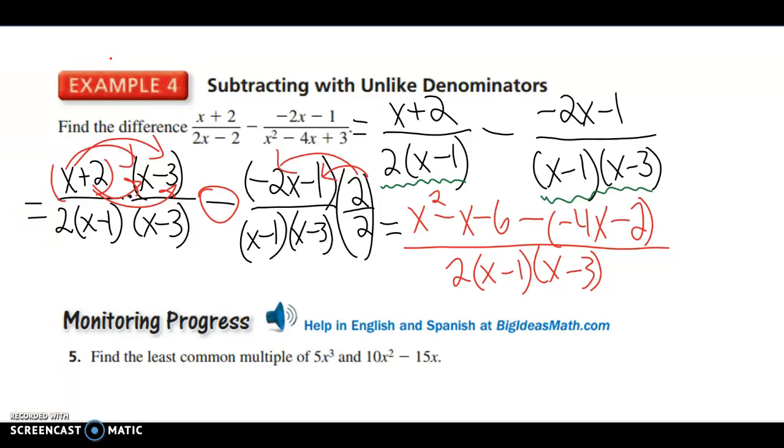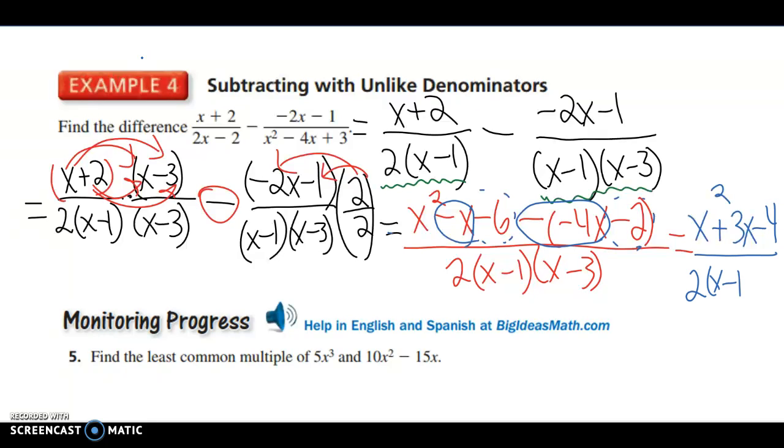From here, I want to simplify the top and combine like terms. So I can combine negative x with negative 4x, so that's plus 4x, and I can combine negative 6 with minus negative 2. So I'm going to get x squared, negative x plus 4x is plus 3x, and negative 6 plus 2 is minus 4, all over 2 times x minus 1 times x minus 3.